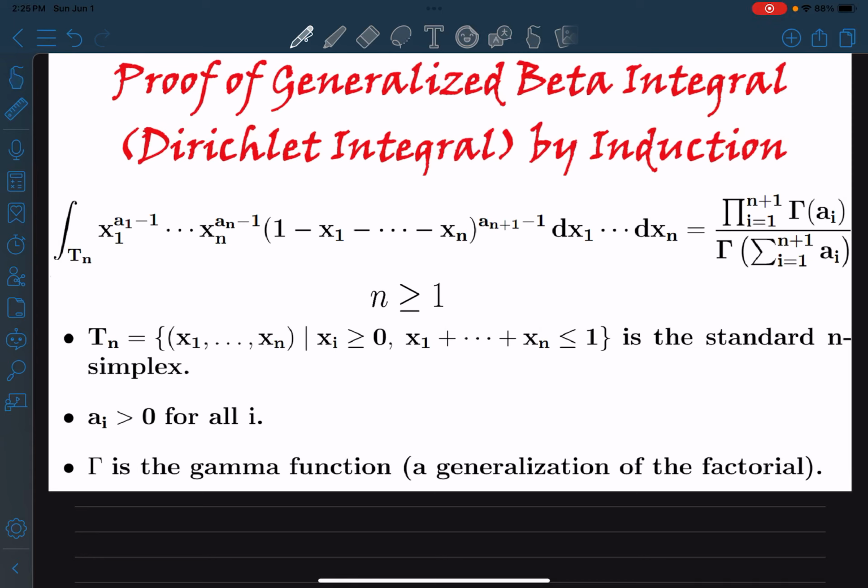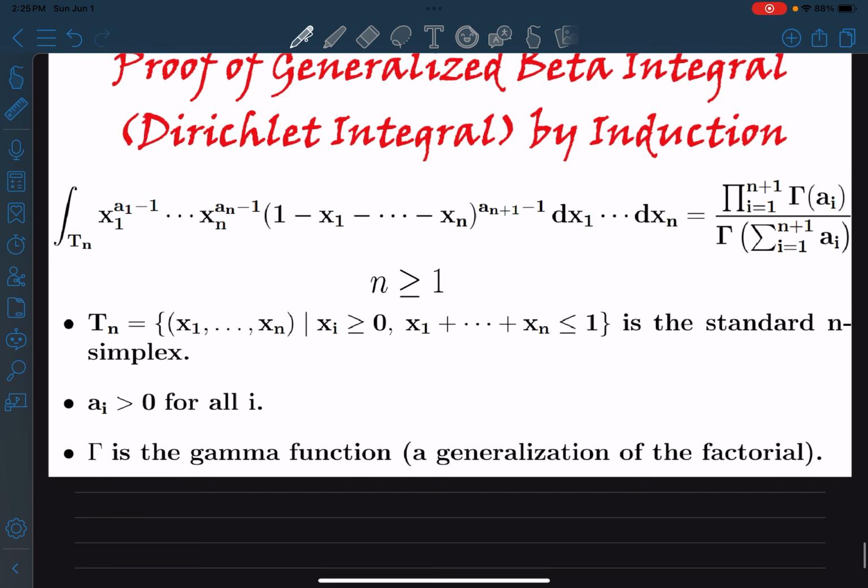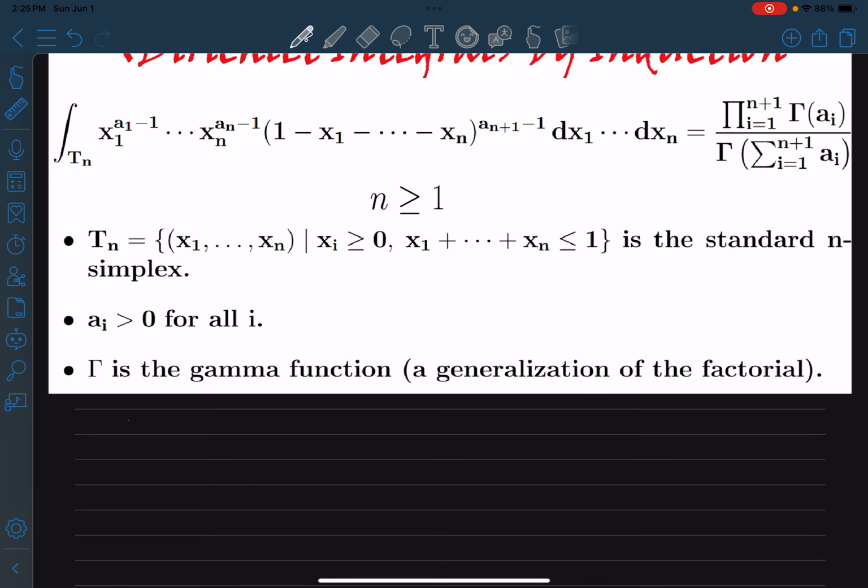Proof of generalized beta integral, or also called Dirichlet integral, by induction. So this integral given over here is actually the generalization of the normal beta function, right? We usually read about this integral from 0 to 1 of, let's say, t to the power a1 minus 1 and then 1 minus t to the power a2 minus 1 dt. If this is the case, we know that this is just the beta function of a1 and a2, and that was gamma of a1, gamma of a2 by gamma of a1 plus a2, right?